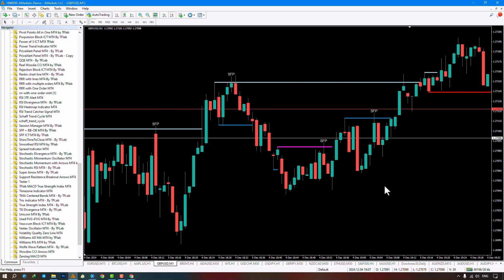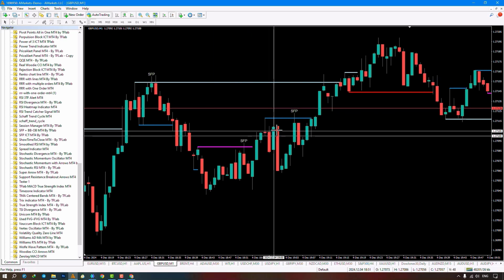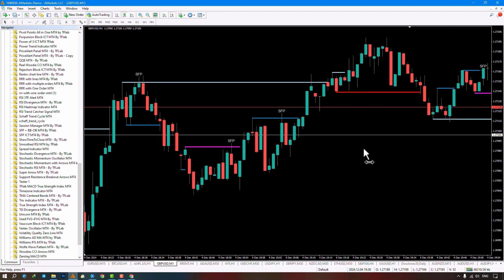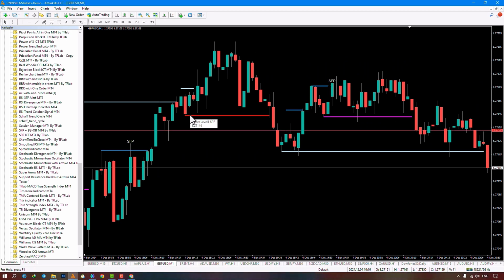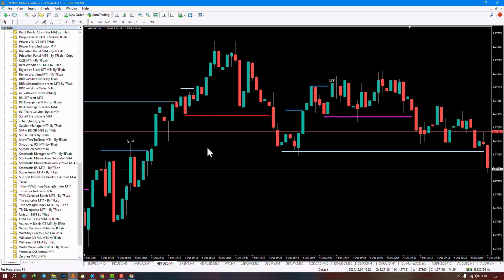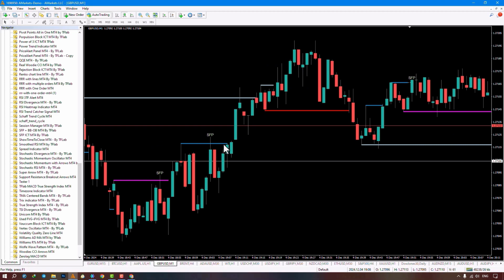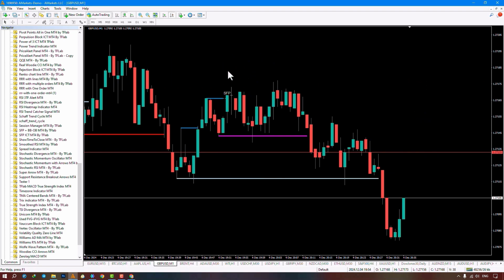In the settings section, we can easily see the break of structure, BOS, areas and change of character, CHoCH, areas on the chart, where the change of character is displayed in red, and the break of structure is shown in blue.